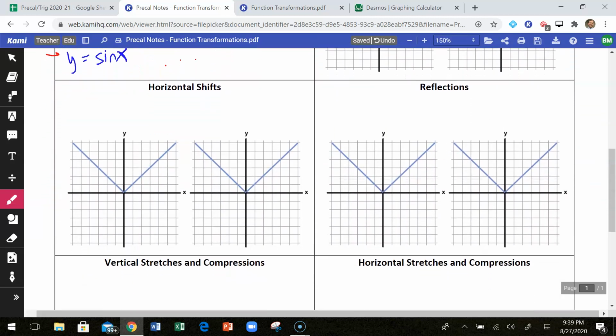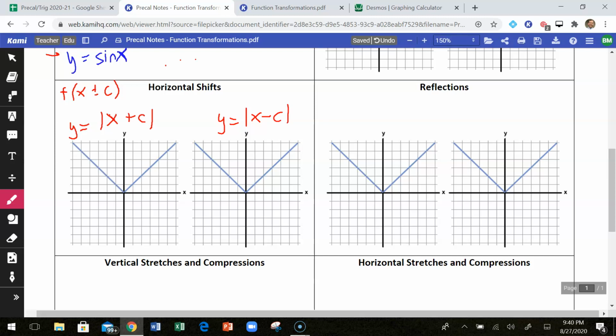If we want to shift it from side to side, then we take the function f of x, but on the inside we are going to add or subtract that number. So how does that look with absolute value? With absolute value, we're going to look at y equals the absolute value of x plus c, and y equals the absolute value of x minus c.